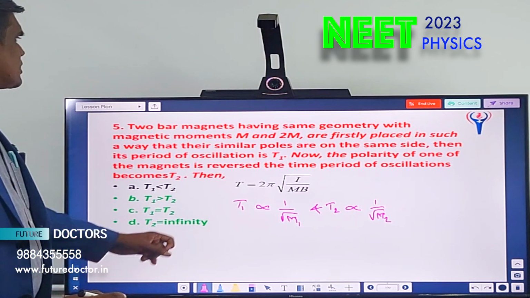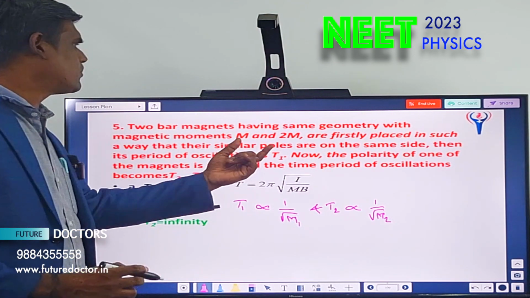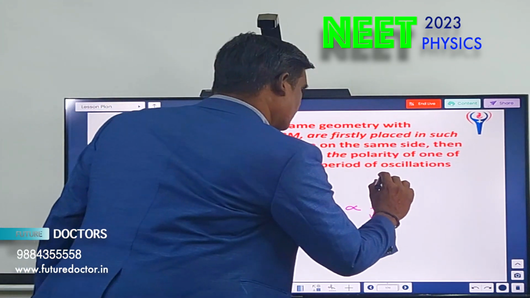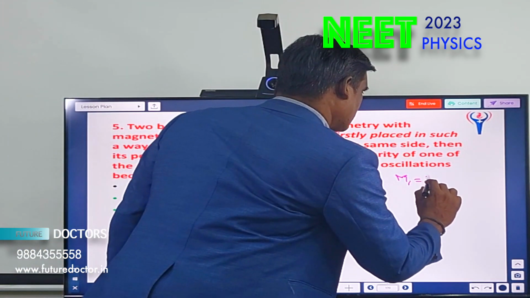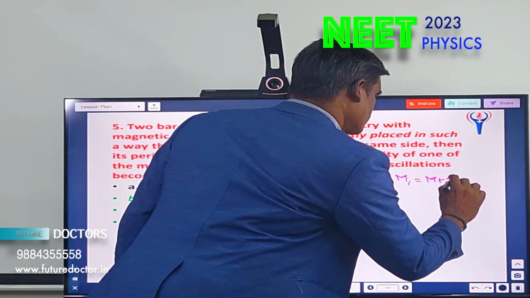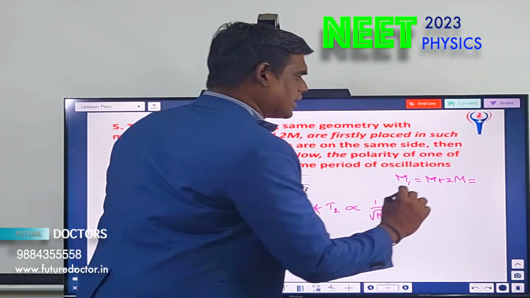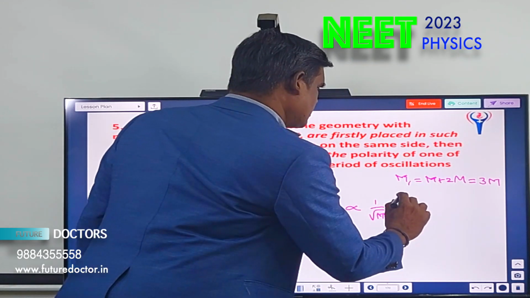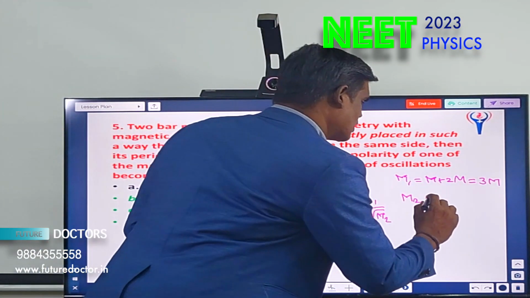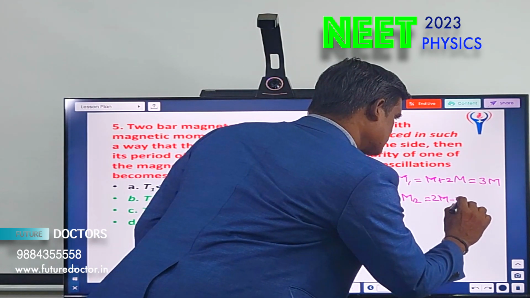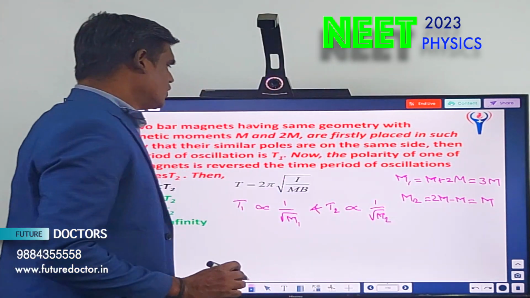And what is the condition? First, placed in such a way that the similar poles are on the same side. It means M1 equals M plus 2M. What is the value of M plus 2M? That is 3M. This is M1. Similarly, M2 with opposite poles, so the difference, 2M minus M. How much? Just M.